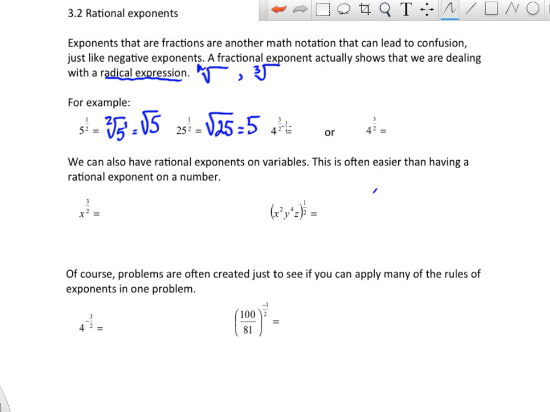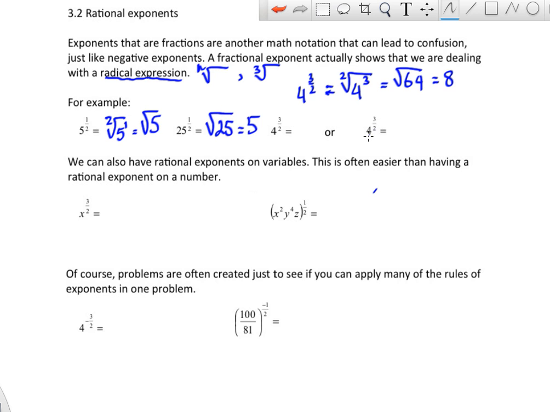What about this one? I think I should have given myself a little more room. So this 4 to the power of 3 over 2 is the square root. So that's the second root of 4 to the third. Well, the square root of 4 to the third is 64. So the square root of 64 is actually 8. Okay, that would be one way to do that.